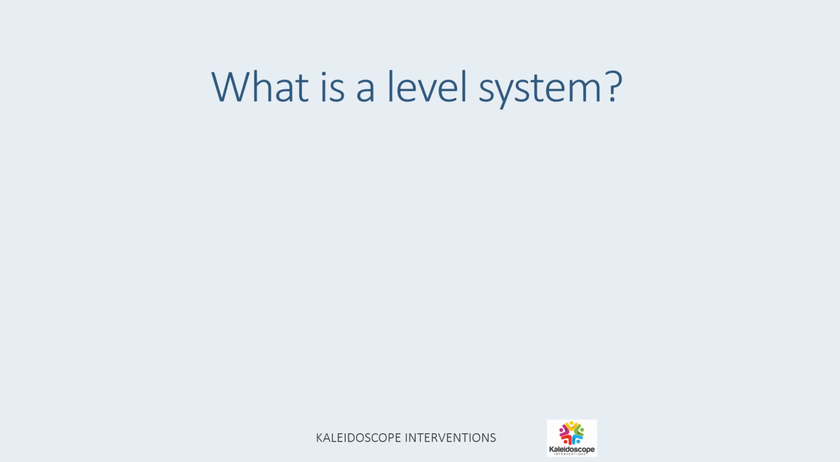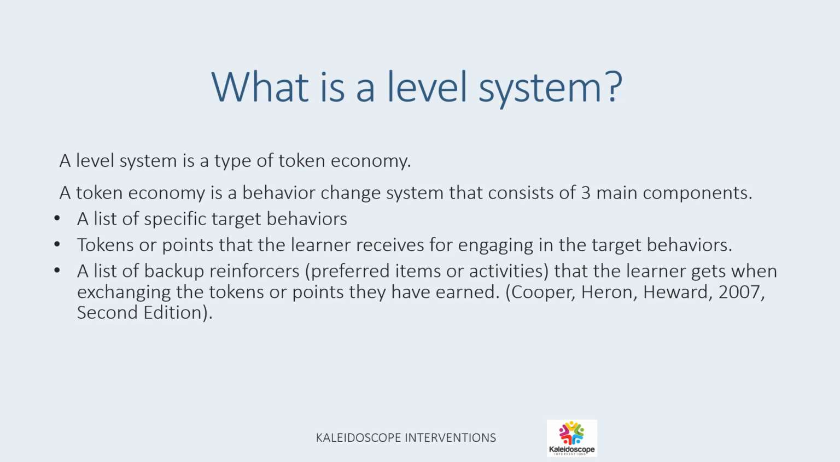All right, so what is a level system? A level system is a type of token economy. A token economy is a behavior change system that consists of three main components: a list of specific target behaviors. Tokens are points that the learner receives for engaging in the target behaviors. A list of backup reinforcers. These backup reinforcers can be preferred items or activities that the learner gets when exchanging the tokens or points they have earned.